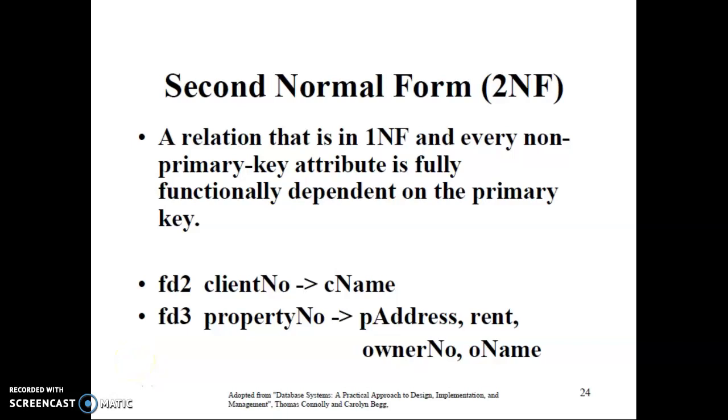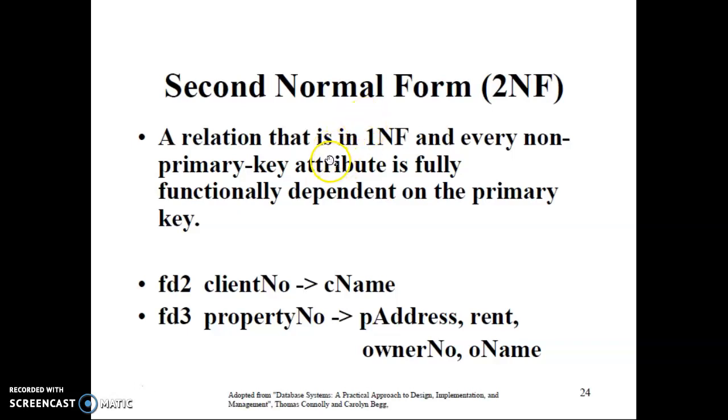Hello students, this is a continuation of the previous lecture where we are seeing the second normal form. What is the rule to transform first normal form into second normal form? A relation that is in first normal form and every non-primary key attribute is fully functionally dependent on the primary key.